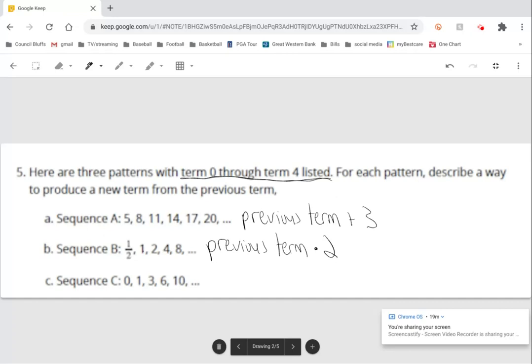Okay. C is not quite as obvious. But there is still a pattern there. Notice if we look at the difference, it looks like we're adding 1, then we're adding 2. 0 plus 1 is 1. 1 plus 2 is 3. Then we're adding 3. Then we're adding 4. So the pattern is we add, but we don't add the same number. We add one more than we did previously.